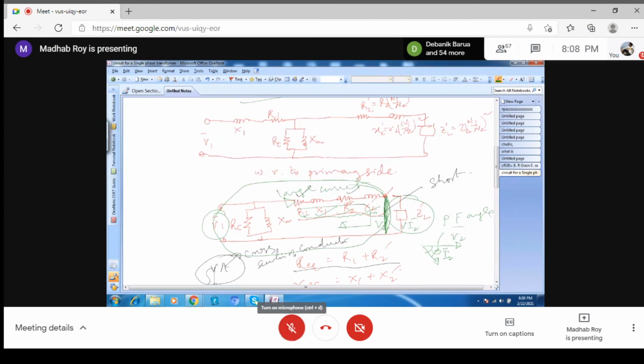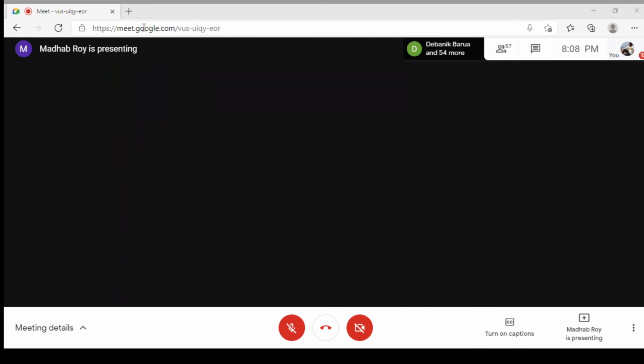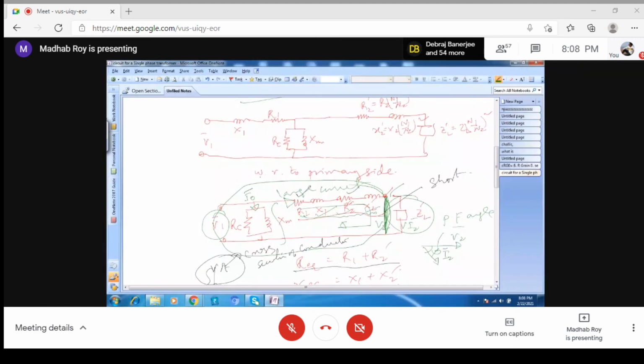Why? Because this current is zero, okay? There is no current into this path, and the only current is this. This is the only current flowing through this. It is called the no load current. Can you say whether this no load current is small or large? Do you have any idea what percent of the rated current the no load current normally is? It is 3 to 5% of rated current. Okay, 3 to 5% of the rated current.